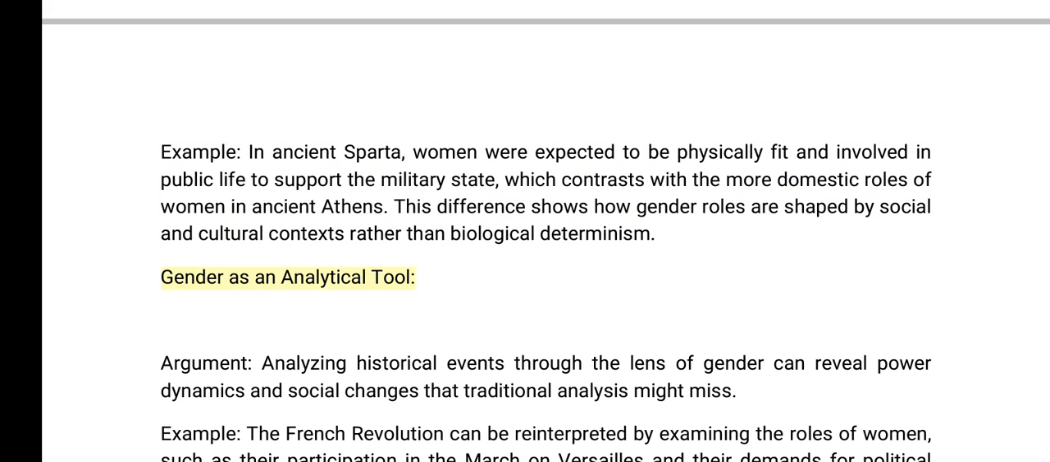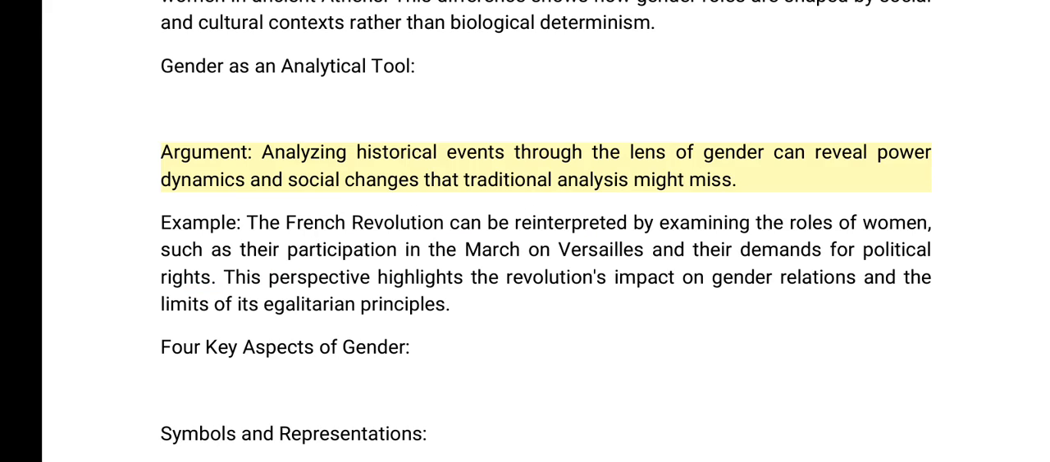Gender as an analytical tool. Argument. Analyzing historical events through the lens of gender can reveal power dynamics and social changes that traditional analysis might miss. Example. The French Revolution can be reinterpreted by examining the roles of women, such as their participation in the March on Versailles and the demands for political rights. This perspective highlights the revolution's impact on gender relations and the limits of its egalitarian principles.